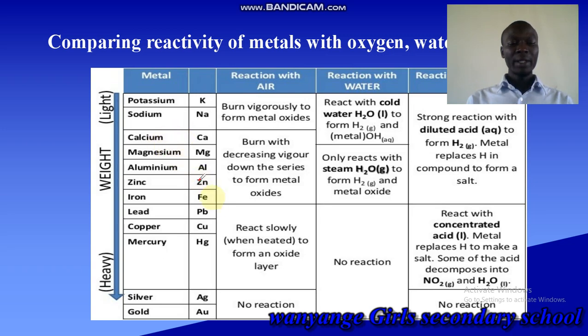Okay, then the next we have lead, copper, and mercury, which react very slowly with oxygen. So these ones will only react with oxygen if they are heated. So once you go to the extent of heating, it means you are trying to force that element to react with oxygen. Good. Then lastly, we have silver and gold. These ones do not react with oxygen. So there is no reaction with oxygen in that case.